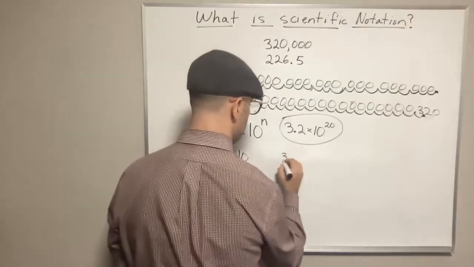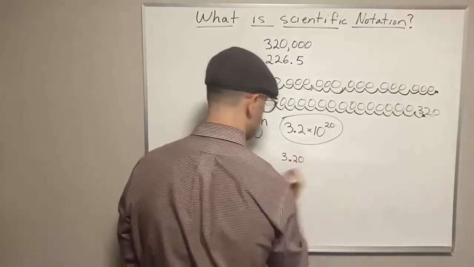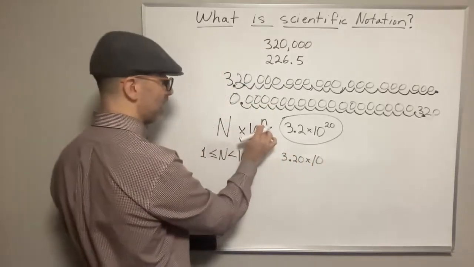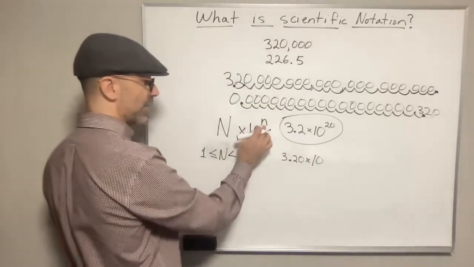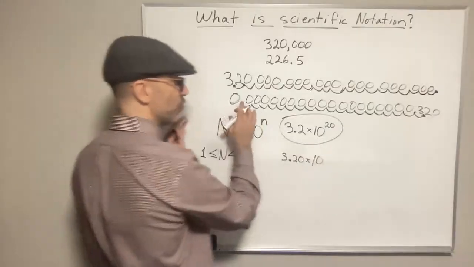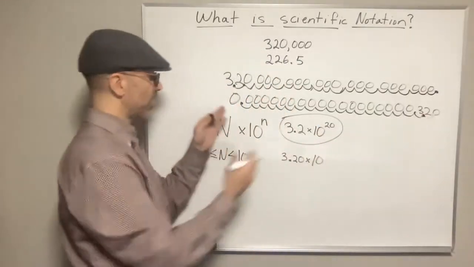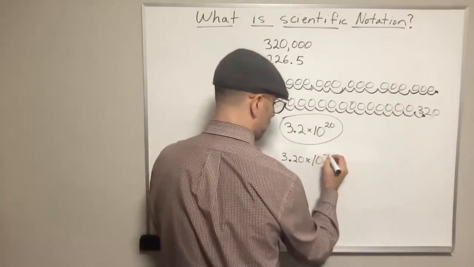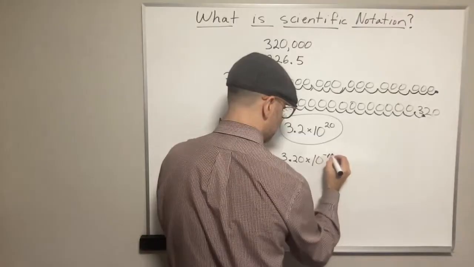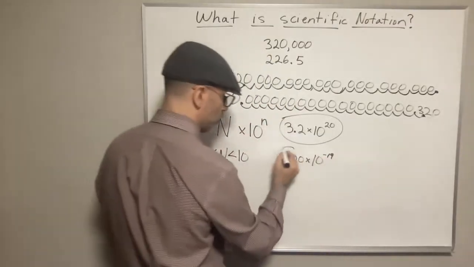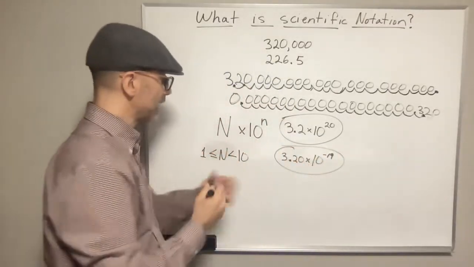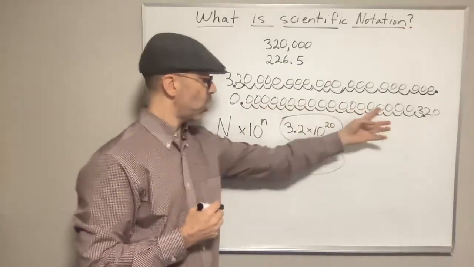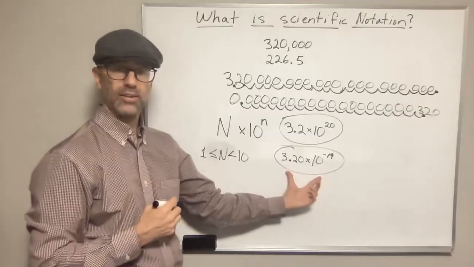So here would be 3.20. And then I multiply it by 10. I have the times 10. And now my n here, my exponent. Well, the exponent here, I moved it 19 times, but it's a small number, so that means it's going to be negative. So it's a negative 19. So this would be the scientific notation way of writing this very, very small number. So that's how you would do that.